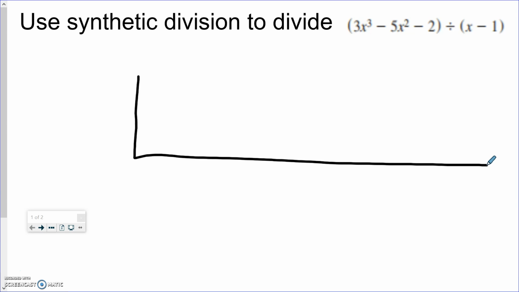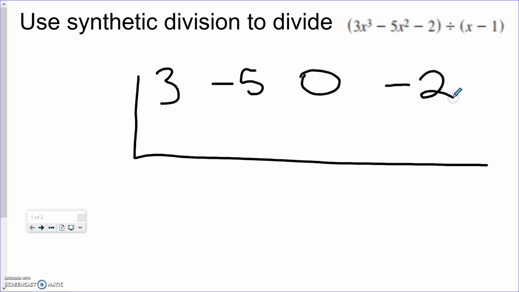So we have 3x cubed, and we need to make sure that goes first. We have negative 5x squared, that goes second, because it does have to go in order of our coefficients. Notice how we don't have an x term. That means we're going to need a 0 there. So when we write out our coefficients, we'll have 3, negative 5, 0, negative 2.